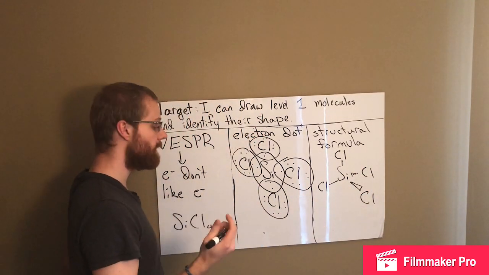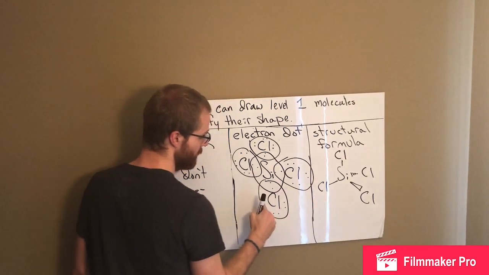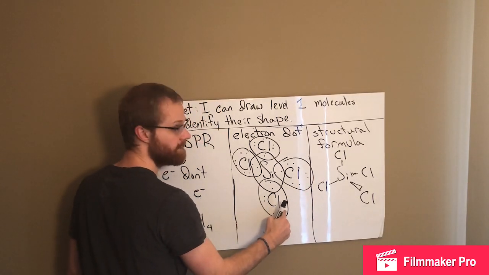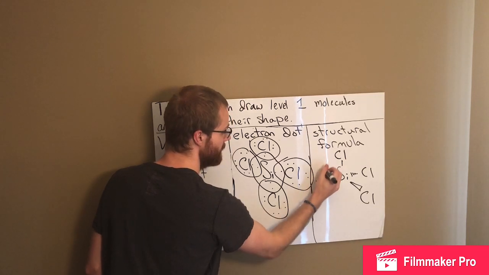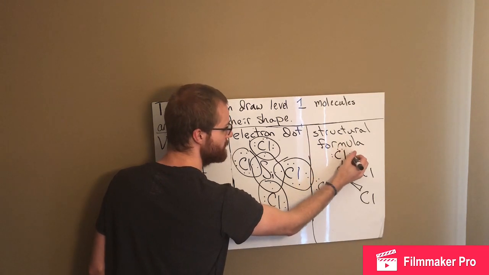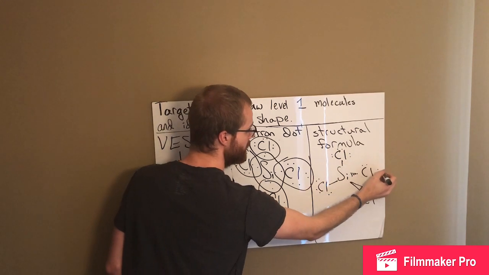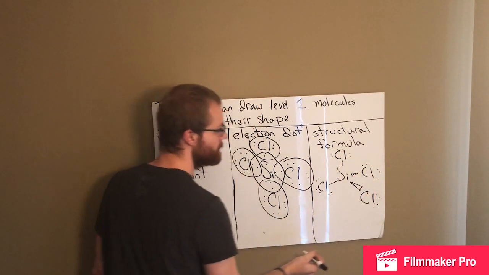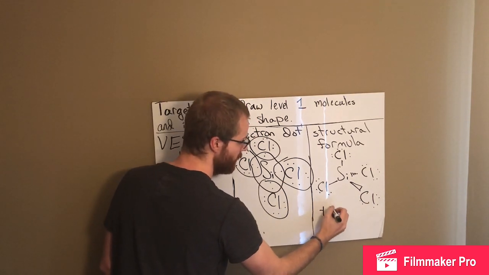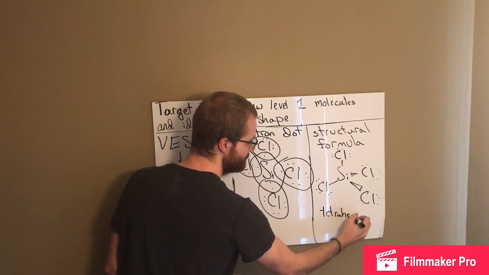The one thing you may have missed is that chlorine has some unshared pairs of valence electrons, and we still need to include those unshared pairs in our structural formula. You may have picked up on the trend from the past 2 videos. Yes, the shape of this molecule is tetrahedral.